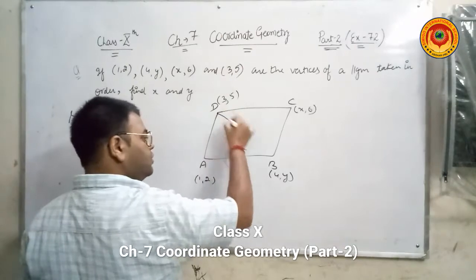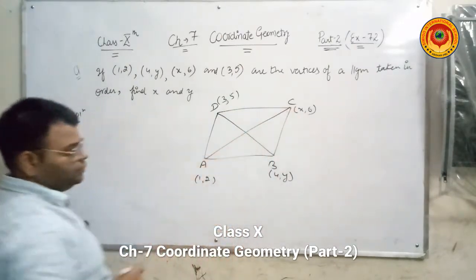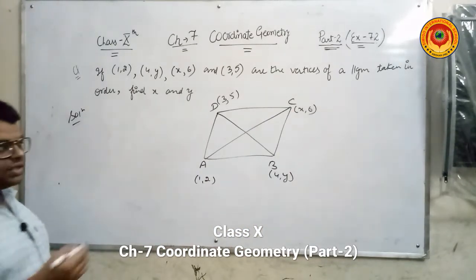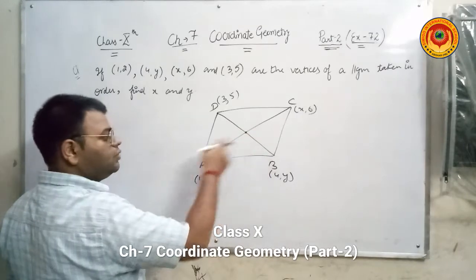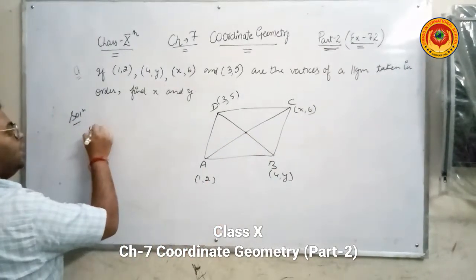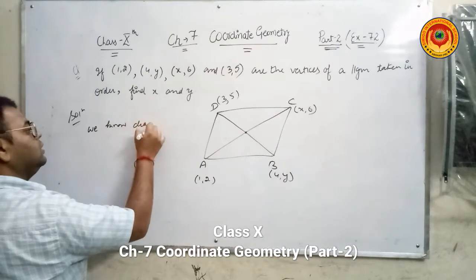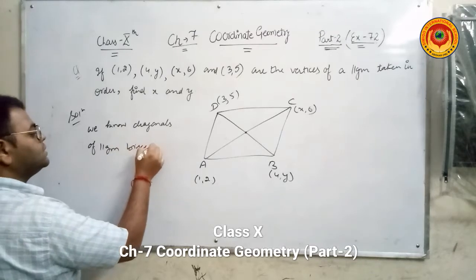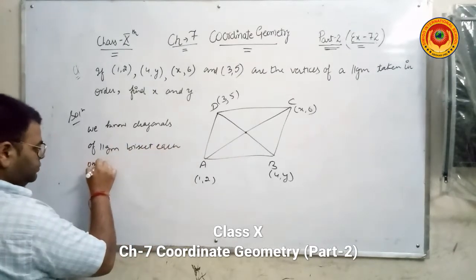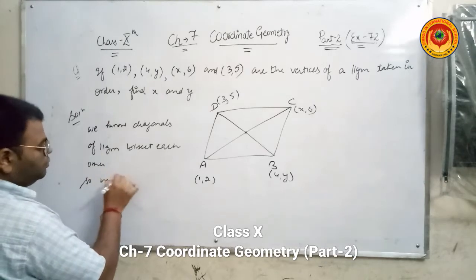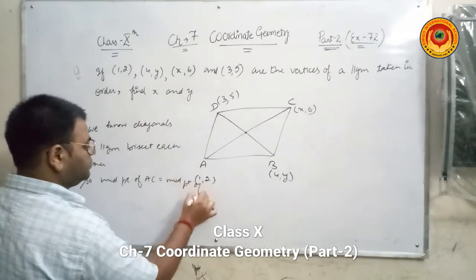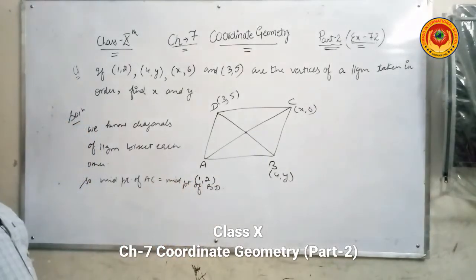Find x and y. First join BD and AC. Yes, you all know very well that diagonals of the parallelogram bisect each other. That means midpoint of BD is equals to midpoint of AC. So what you have to write? We know diagonals of a parallelogram bisect each other. So midpoint of AC is equals to midpoint of BD. Now the question is, okay, sir, what is midpoint?